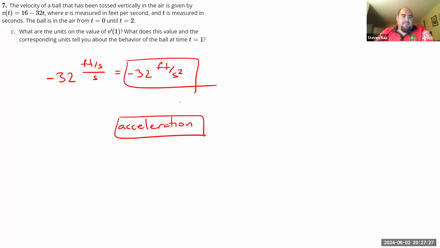Does that make sense for something that's under free fall like this? We threw a ball into the air, and basically no other force was acting on it. It's just gravity. So we do get constant acceleration under gravity. So it does make sense that the acceleration we got here was constant. We were asked to find it at t equals 1 second, but the acceleration would have been the same for any time in our domain.